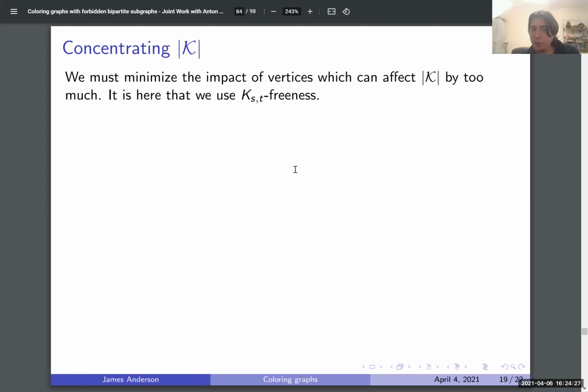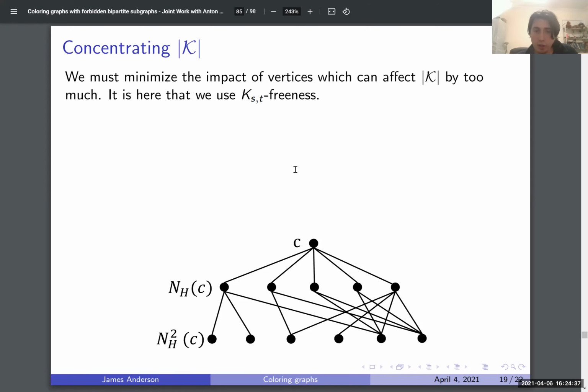What we really need to do is minimize the impact on vertices which can affect K by too much. And it's here that we're going to use KST freeness. So in our diagram, we can think of C, we think of the neighborhood of C and H in its second neighborhood. Now, we're not assuming triangle freeness. And so really, this neighborhood and the second neighborhood could intersect. But for the sake of the simple picture, I drew them as disjoint. But in reality, you could have a vertex that's in both the neighborhood and second neighborhood.